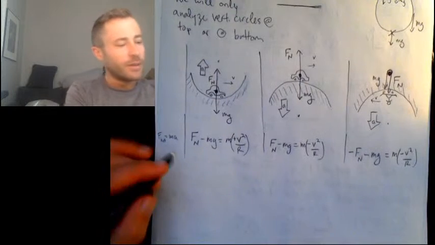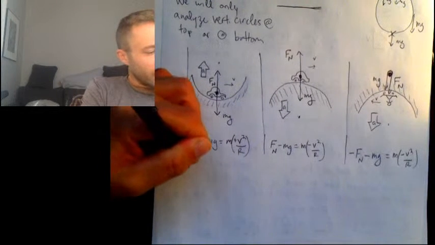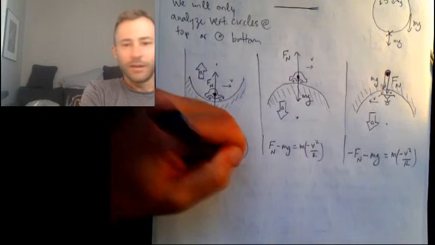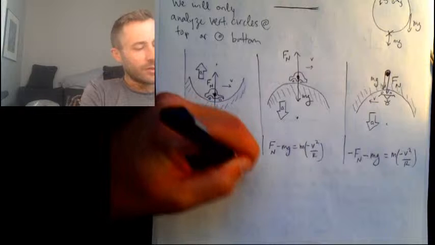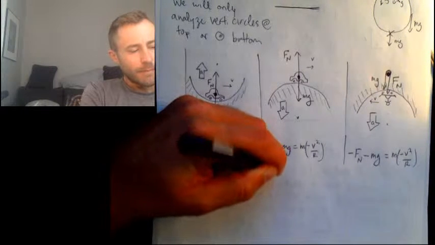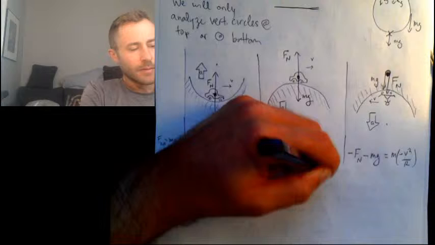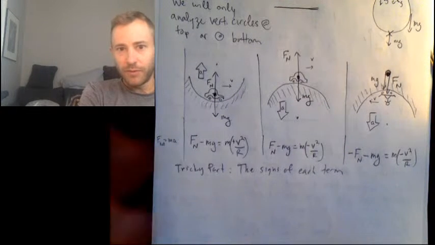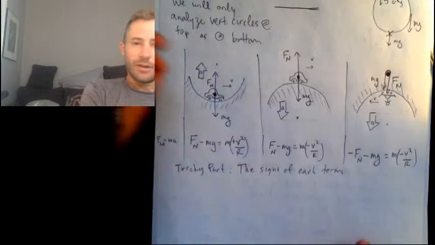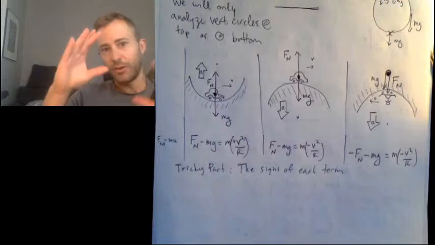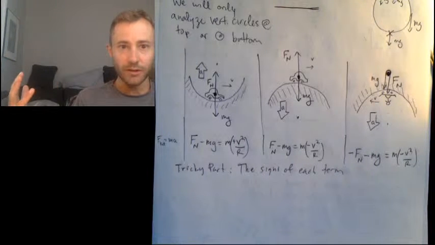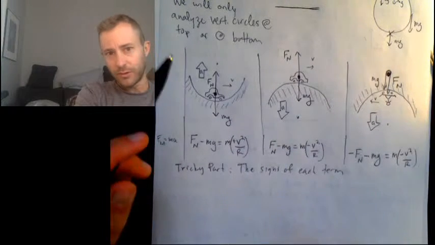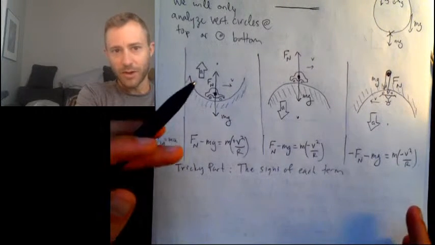Okay, so the tricky part about vertical circles is the signs of each term. Okay, that is 100% the tricky part about vertical circles. So if you can just draw the free body diagram, figure out where the acceleration is, and then just be really careful about the sign of each term, then you'll get the answer correct. All right, that's the tricky part about this. And really, I've given you the three scenarios, essentially all possible combinations.